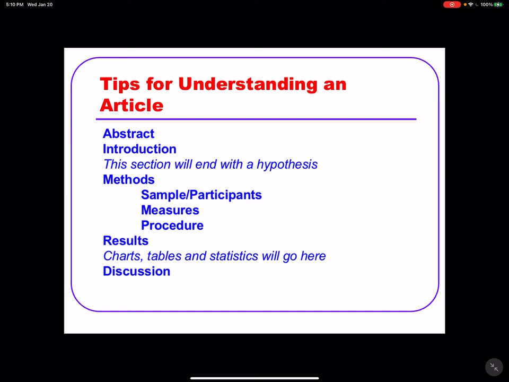Second is the measures. And hold the measures section in your head because we're going to talk about them a lot in the next couple of lectures. But the measures section is simply how did you measure your variables? What questionnaire did you use? What observation method? What did you count for? How did you define your observations? How did you measure your variables of interest? So that's the second part, the measures section.